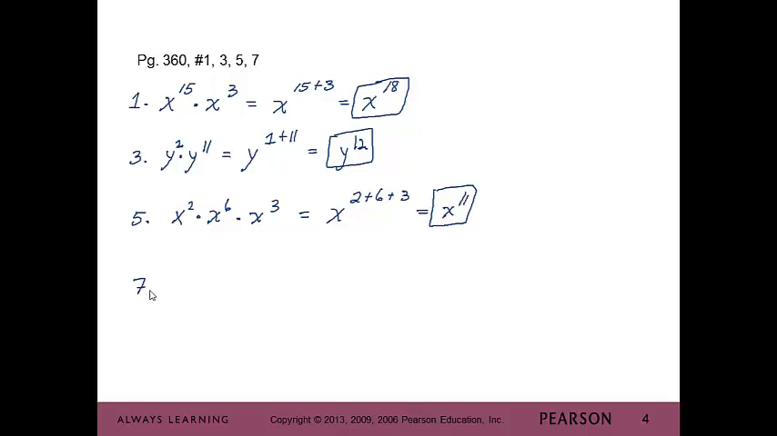And then last one, number 7, we have 7 to the 9th power times 7 to the 10th power. Here our base is 7, so we're going to keep the 7. Don't multiply them together, so don't do 7 times 7 as 49, but actually keep your 7. And then add your exponents, so 9 plus 10, and we have 7 to the 19th power. And this will be your final answer.